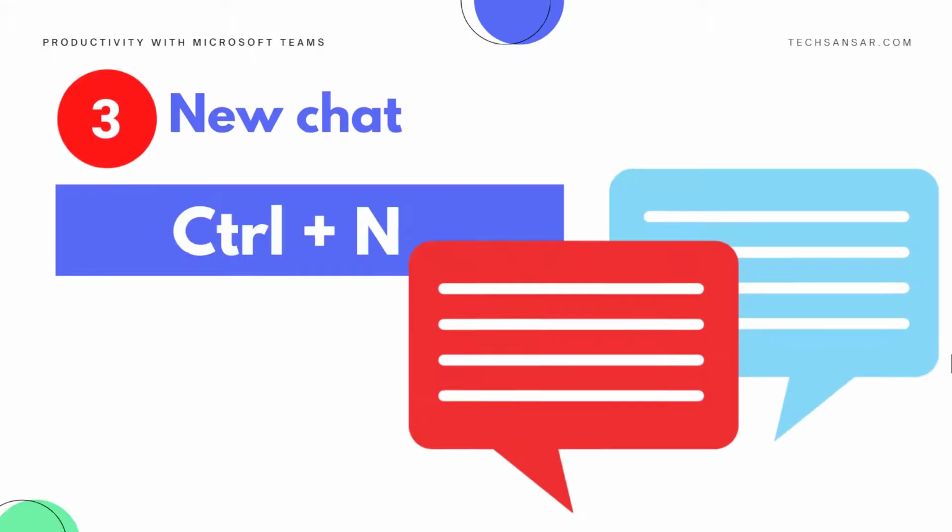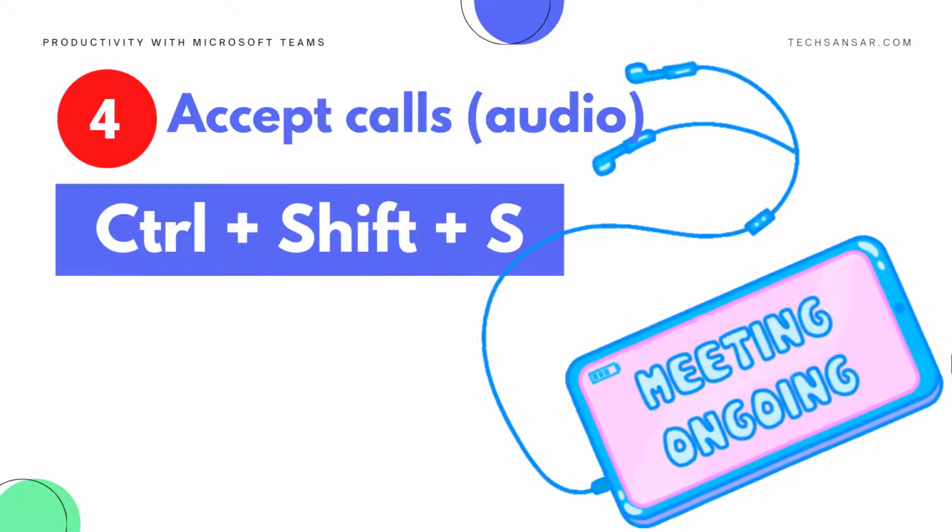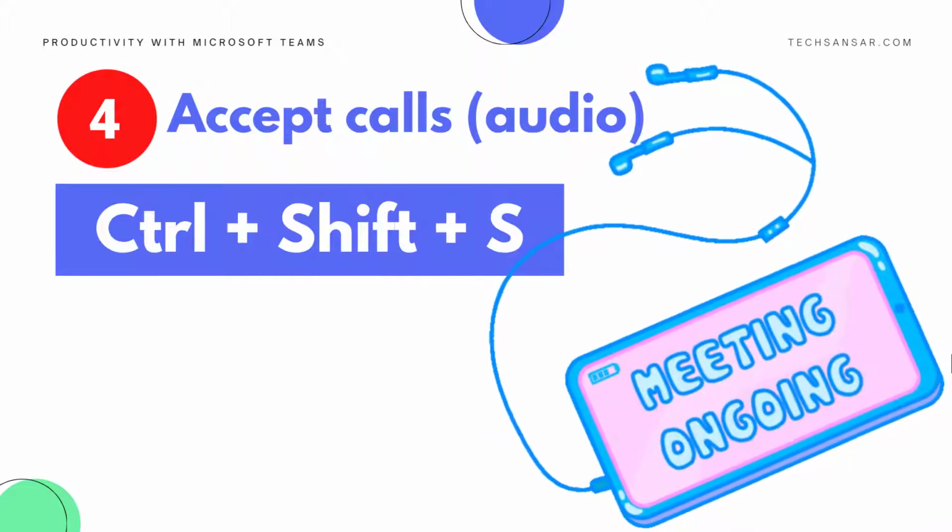Initiate a new chat with Ctrl N. Another easy to remember keyboard shortcut which is likely to be used more than anything for casual chat conversation in Microsoft Teams. Accept audio calls in Microsoft Teams with Ctrl Shift S. Keyboard shortcut, period.